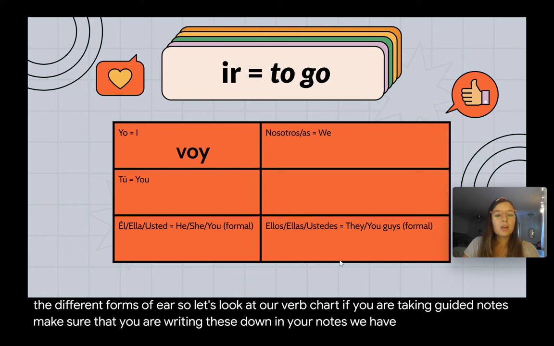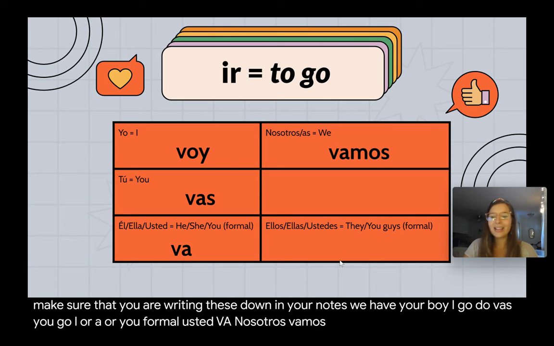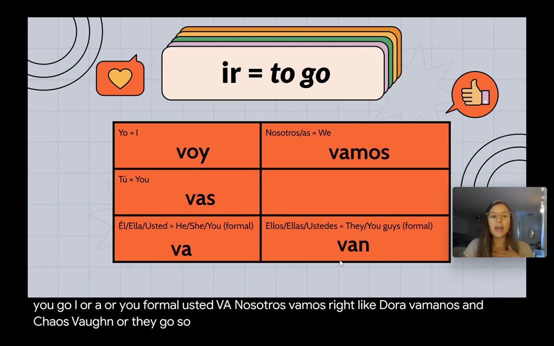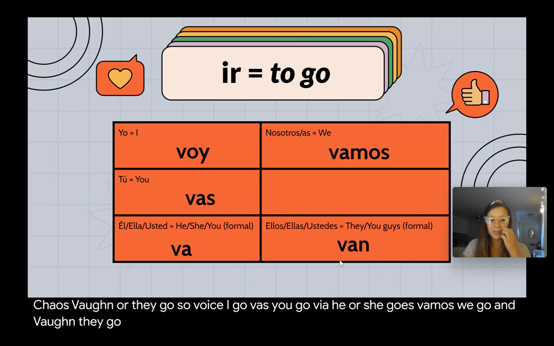We have yo voy, I go, tú vas, you go, él or ella or you formal, usted va, nosotros vamos, right? Like Dora, vámonos. And ellos van, or they go. So, voy, I go. Vas, you go. Va, he or she goes. Vamos, we go. And van, they go.